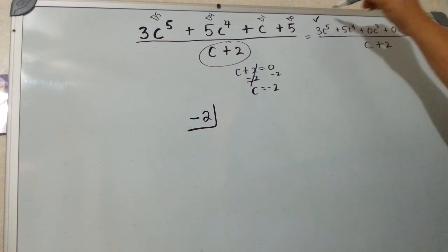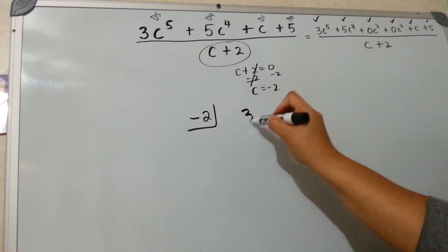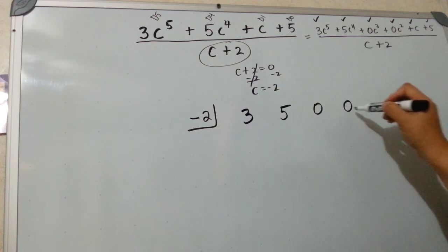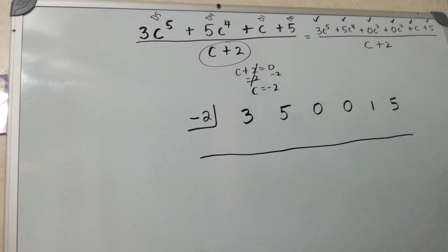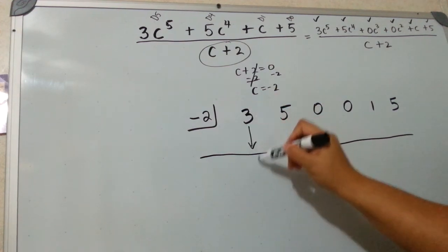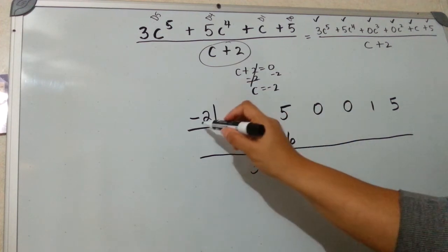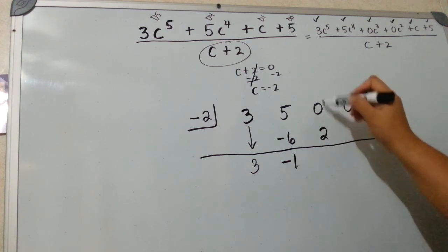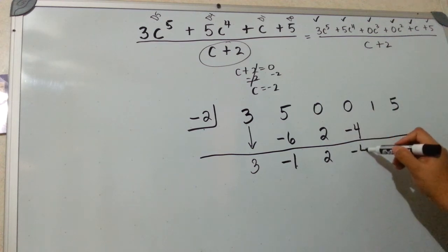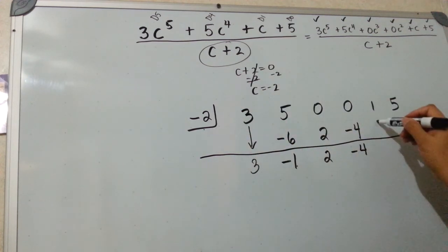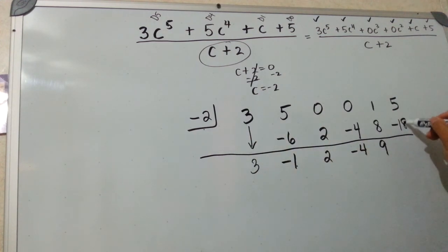Now we need the coefficient, so it's 3, 5, 0, 0, 1, and 5. Can I do synthetic division? Bring down the 3, multiply, combine, negative 2 times negative 1, combine, negative 2 times 2, combine, negative 2 times negative 4, combine, negative 2 times 9, combine.